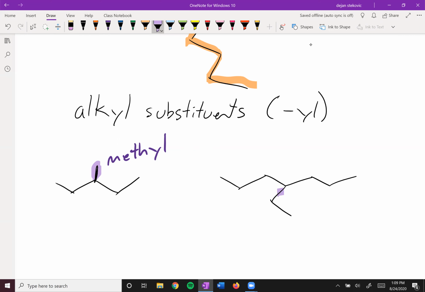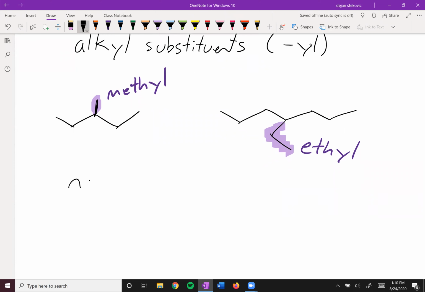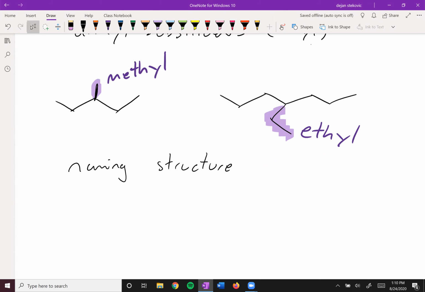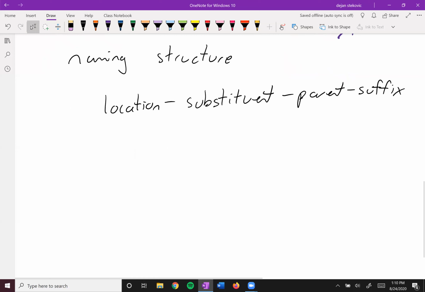If you had something like this, where now it's 2 carbons long, eth means 2, and then -yl, it's a substituent, so this is an ethyl substituent. And so the way this naming structure goes, it goes the location of the compound by numbering, what the substituent is, and then the parent chain, and then any kind of suffix that you need to add on the parent chain. For now, we won't really use that as much. But let's check this out.